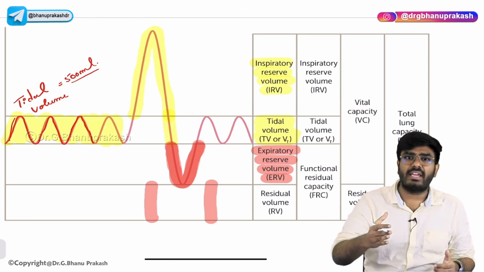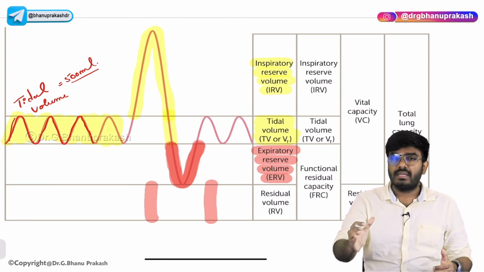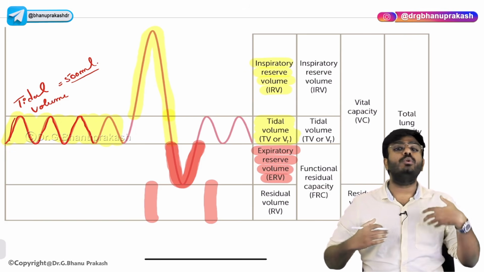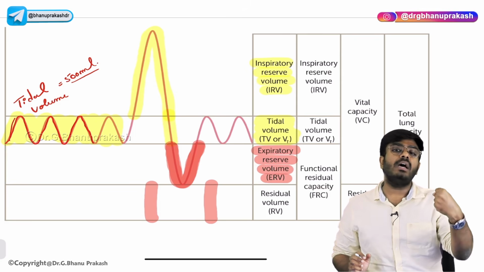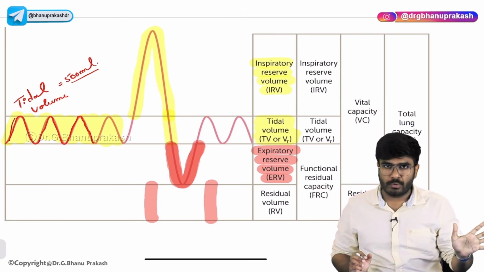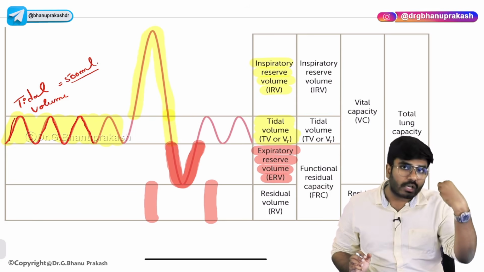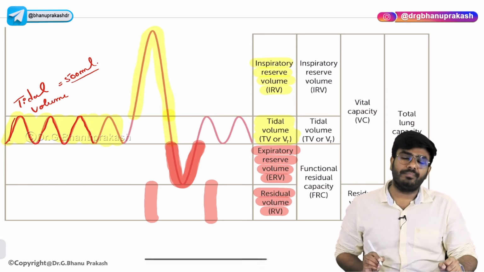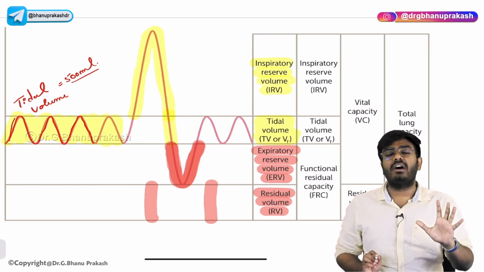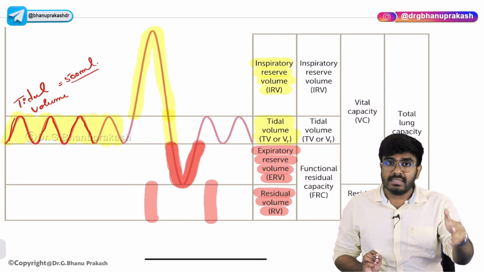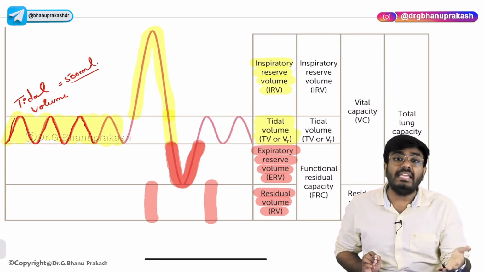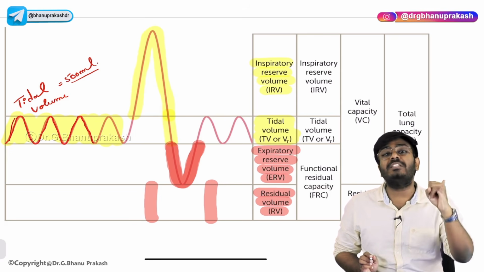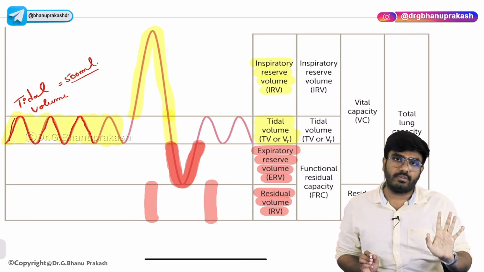With whatever effort, however hard you try, some amount of air will always be present inside the lungs. That air, you cannot take it out even with the hardest attempts possible. That is called residual volume or RV. Residual volume is the amount of air present inside the lungs which cannot be taken out even with forceful expiration. With forceful expiration, you can take out expiratory reserve volume, but not the residual volume.